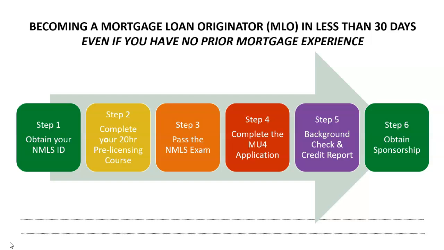Totally 100% doable. We do it all the time to show people how to do this and be licensed in 30 days or less. Step number 1, 5 minutes, get your ID. Step number 2, complete your 20-hour class. Do it in 2 days, you have 28 days left. Do it in 5 days, you have 25 days left. Do it in 10 days, you have 20 days left. Then you want to study. 7 to 10 days to study, pass the exam, do steps number 4, 5, and 6, all in the same day.